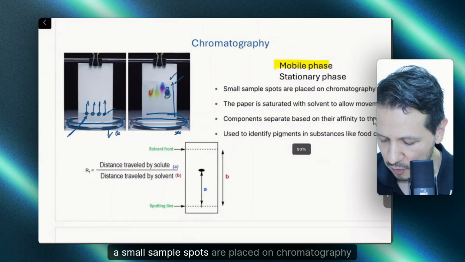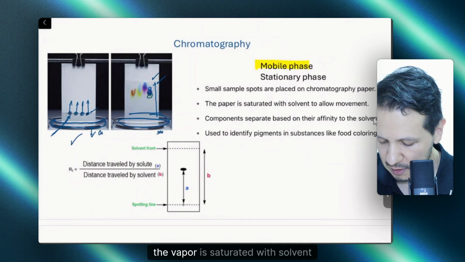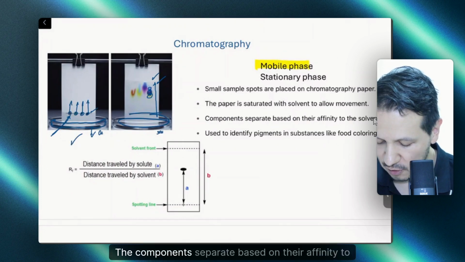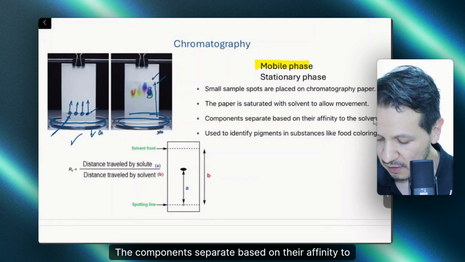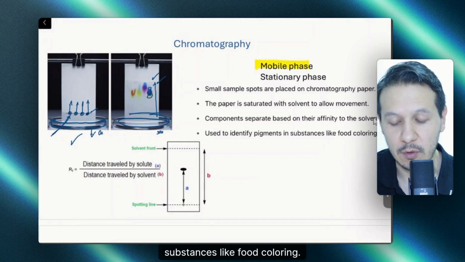Small sample spots are placed on chromatography paper. As I mentioned before, the paper is saturated with solvent to allow movement. The components separate based on their affinity to the solvent. This is used to identify pigments in substances like food coloring.